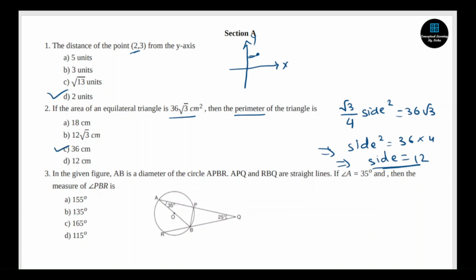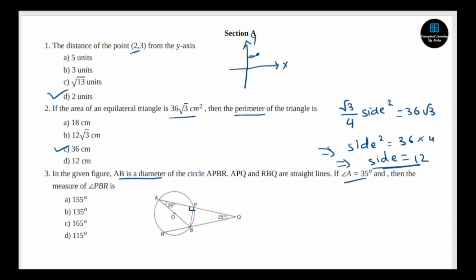Right? Okay, very easy question. Now AB is the diameter. Here AB is the diameter. So what can I conclude about this angle P here, APB? Yes, you are right. It is a right angle, right? Angle in the semicircle.